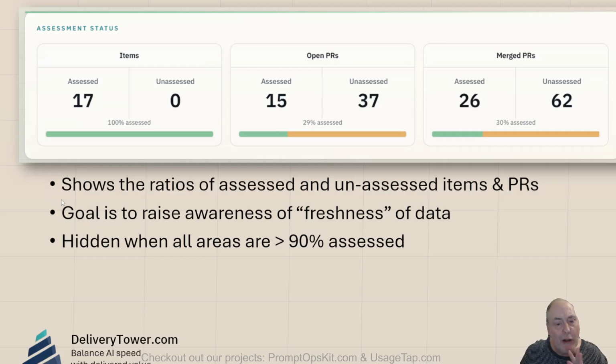So it tries to show the ratios, and what we're trying to do is encourage keeping ahead of the automated assessment process. In an ideal world, if this is connected up to continuous integration, these will always be green and you won't have anything unassessed, in which case this section is hidden.